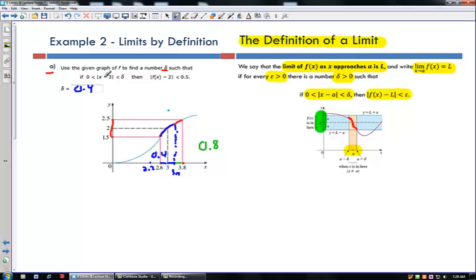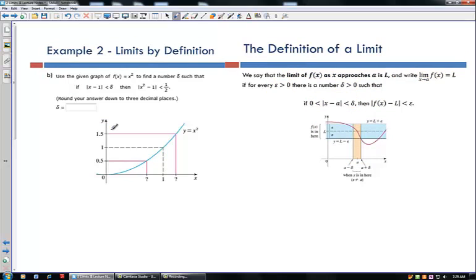As long as the distance from 3 is less than 0.4, you'll be good. Your distance of your outputs from 2 will be less than 0.5. Let's say that again. These are inputs, these are outputs. If the distance of your inputs from 3 is less than 0.4, then the distance of your outputs from 2 will be less than 0.5. You can see that from the picture. If the distance is less than 0.4, you're going to be within here, and if you look up, here's your graph, so you're certainly within 0.5 of 2.